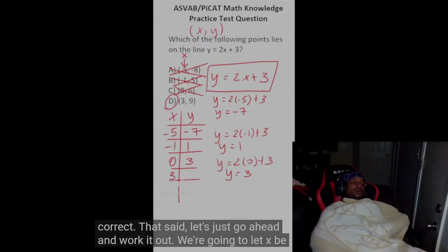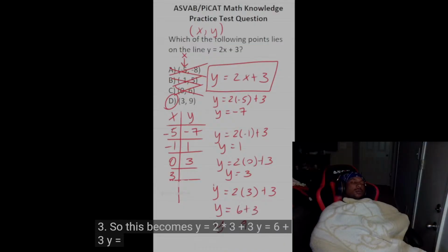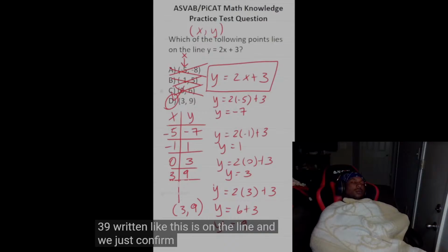We're going to let x be 3. So this becomes y equals 2 times 3 plus 3. Y equals 6 plus 3. Y equals 9. So the point 3, 9, written like this, is on the line. And we just confirm that D is the only point that is, in fact, on the line.